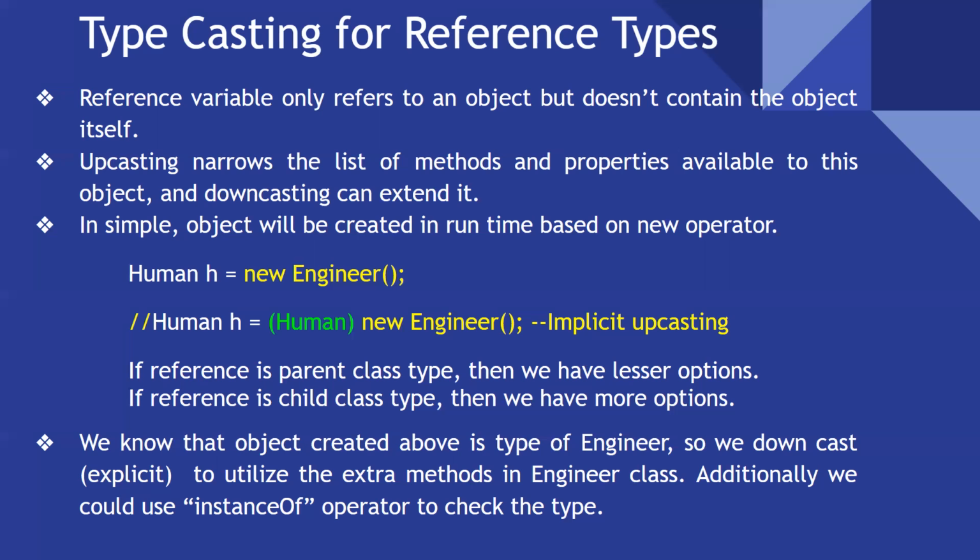Okay, fine. We have seen enough about upcasting. Let's consider downcasting. In this scenario, you know that you are creating the engineer object, but as we discussed, we cannot use the methods present in the engineer class because the reference type is human. In order to utilize the methods from the engineer class, and since you know the engineer type of object will be created at runtime, we explicitly downcast that object. For example, h will be downcasted to the engineer type. Then you can use all the methods from your engineer class.